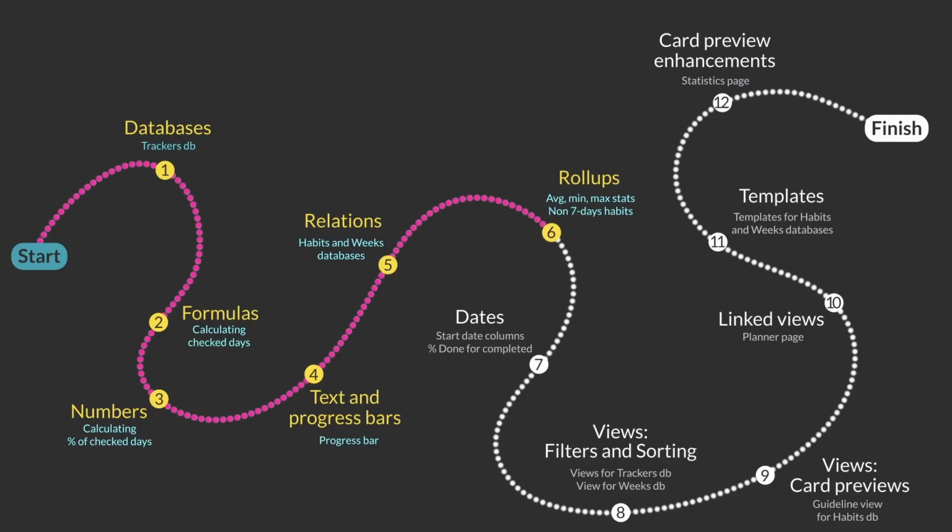Okay, we are done with Rollup basics. Now you know how to add simple calculations over several records. And your project gives you some statistics about the habits you track. Now the project supports non-7 days habits, and you can set custom weekly goal for every particular habit. In the next lesson, we will get familiar with date property and add some more updates to weeks database. Okay, see you there!